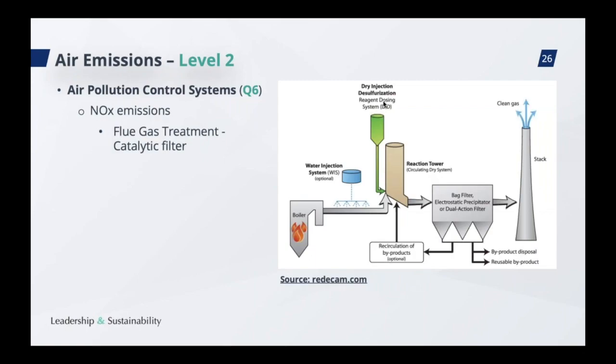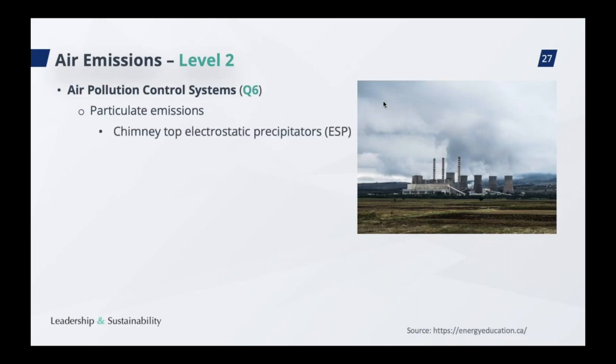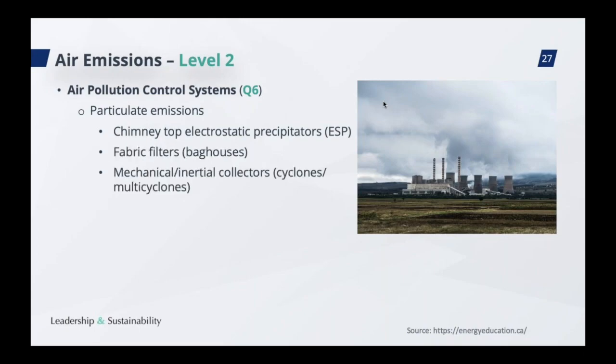Furthermore, other air pollution control systems for particulate emissions are chimney top electrostatic precipitators, fabric filters, baghouses, mechanical inertial collectors, cyclones or multicyclones, and wet particulate scrubbers.